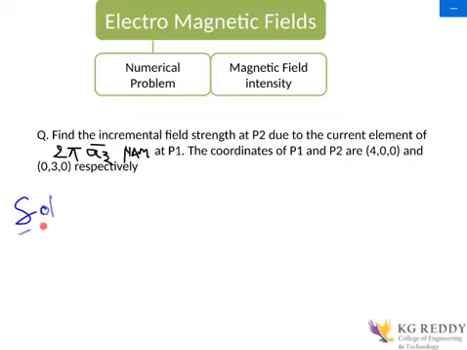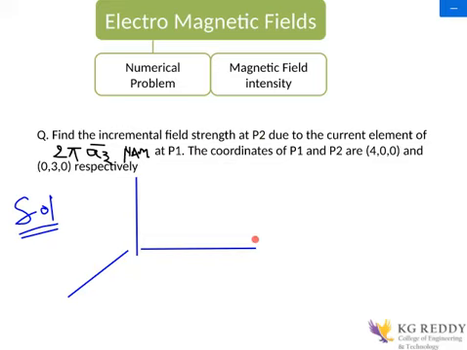So here in the question it is given that the current element 2 pi az is located at point 1, where point 1 is given as 4, 0, 0. I'll be taking three lines here: the x axis, y axis and the z axis. If you see 4, 0, 0, x is at 4, right?